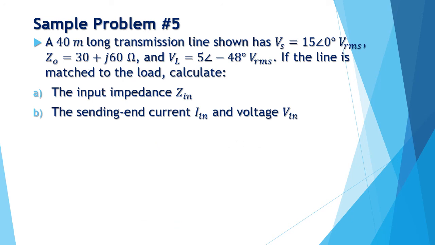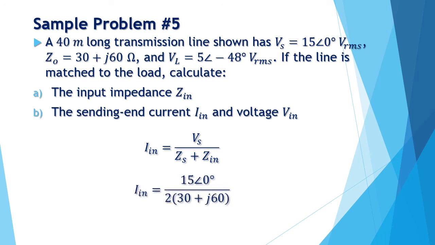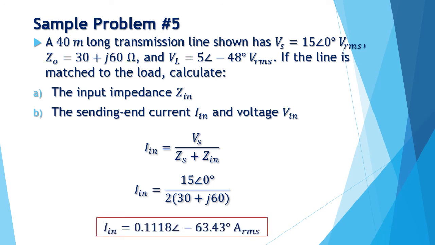Next, let's solve for I sub in. To solve for the sending end current, we just need to divide the sending end voltage by Z sub S plus Z sub in. So we have I sub in equals V sub S divided by Z sub S plus Z sub in. Plugging in the values, we have I sub in equals 15 angle 0 degrees divided by 2 times 30 plus j60. And solving for this, we have I sub in equals 0.1118 angle negative 63.43 degrees ARMS.